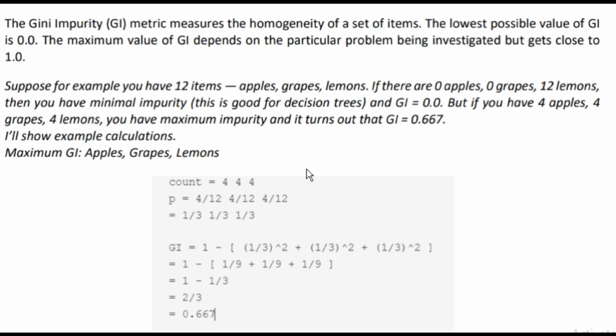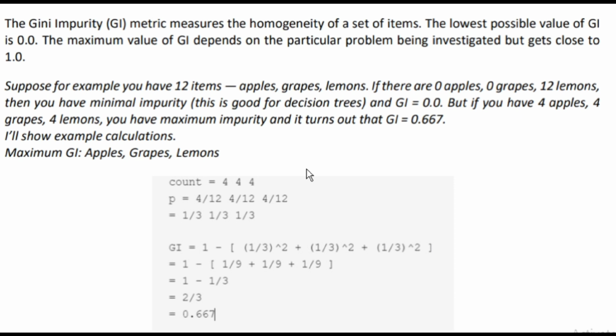Suppose, for example, you have 12 items: apple, grapes, lemon. If there are 0 apples, 0 grapes, and 12 lemons, then you have minimal impurity. This is good for a decision tree, and GI is equal to 0. But if you have 4 apples, 4 grapes, 4 lemons, you have maximum impurity, and it turns out that GI is equal to 0.663. I'll show example calculations.